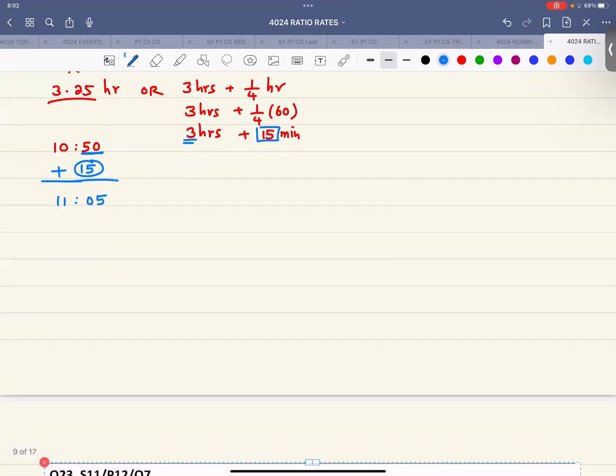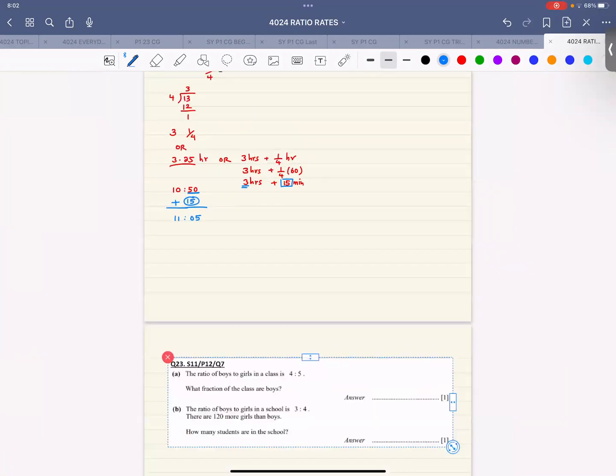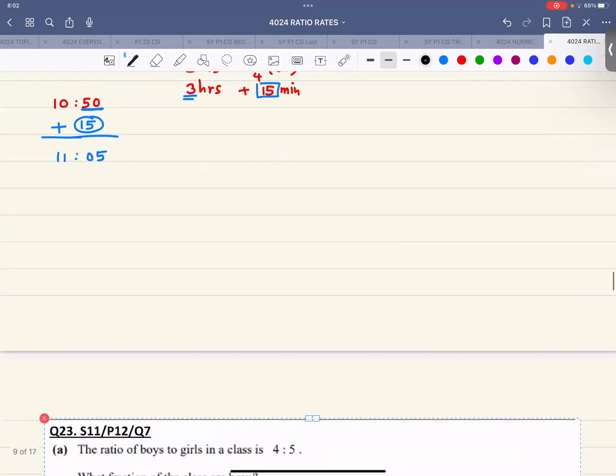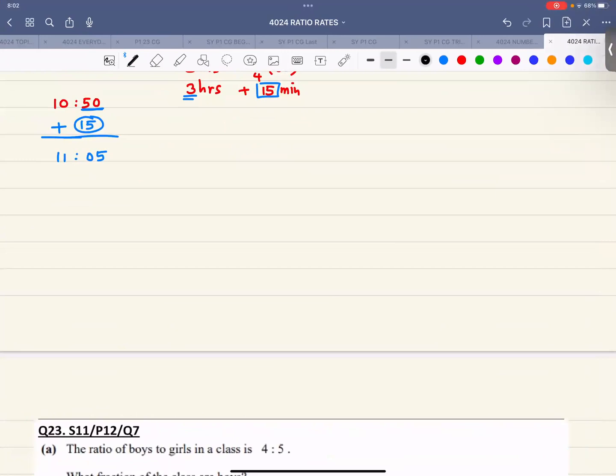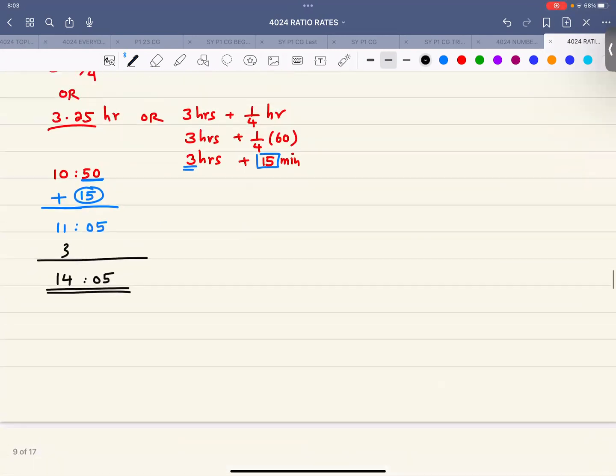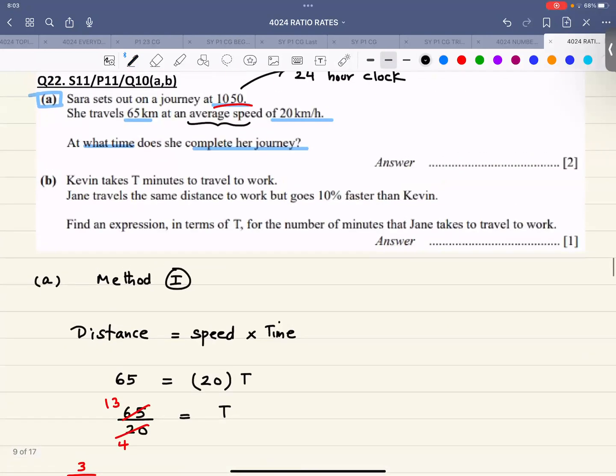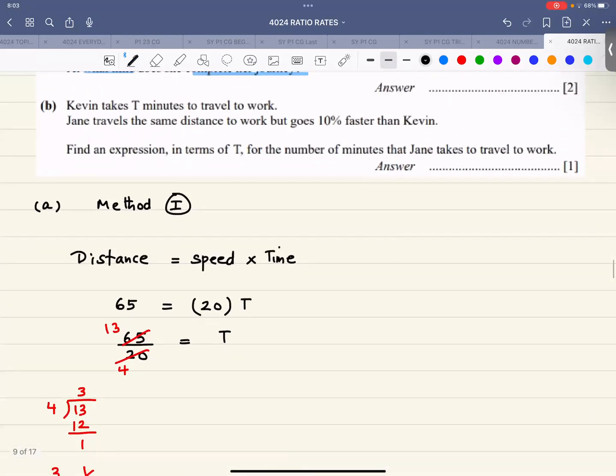And then adding 3 hours to it. So 11:05 plus 3 hours. So let me just write it over here. 11:05 plus 3 hours comes out to be 14:05. That is the time at which the journey will be completed. Now let's focus on method 2.